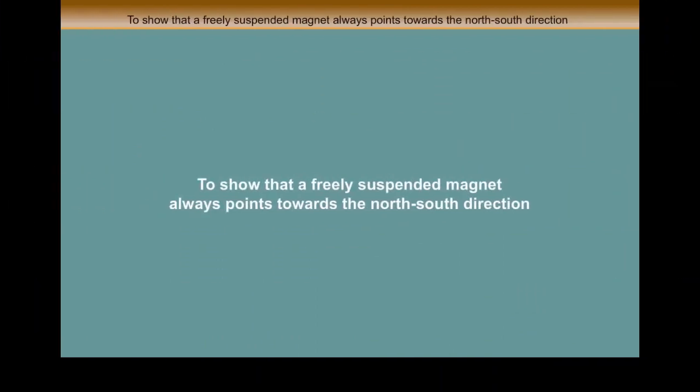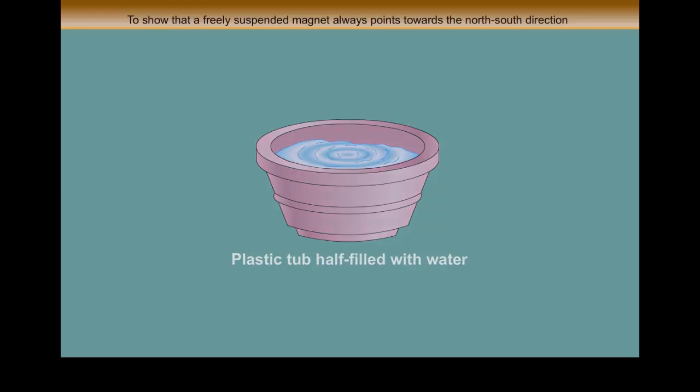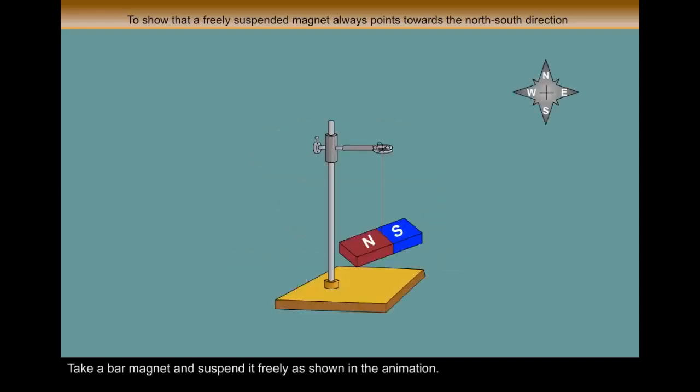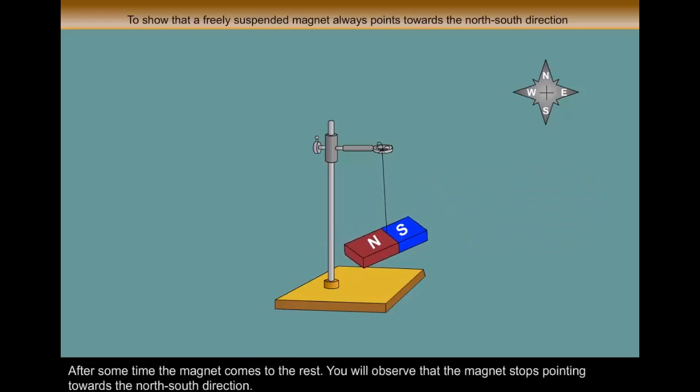To show that a freely suspended magnet always points towards the north-south direction. Things required: a wooden block, a bar magnet, a plastic tub half filled with water. Procedure: take a bar magnet and suspend it freely as shown in the animation. Move the magnet a little from its position. After some time the magnet comes to rest. You will observe that the magnet stops pointing towards the north-south direction.